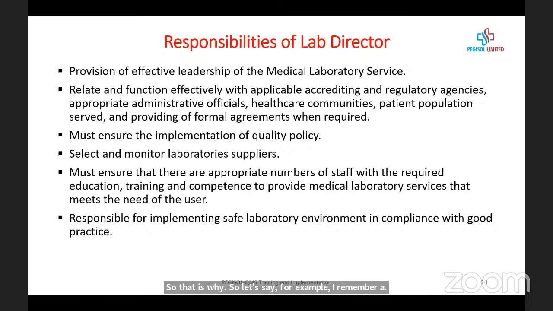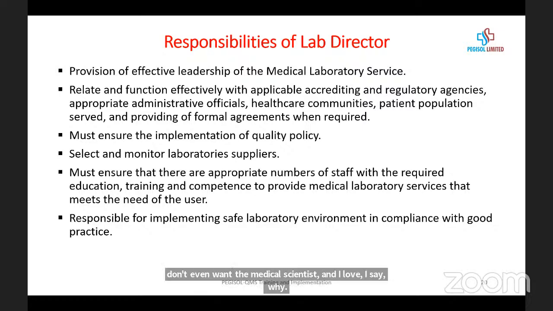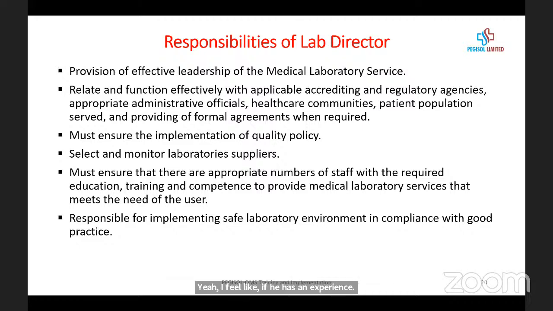And he said all he needs is just a technician. He doesn't want a medical lab scientist in the lab. I said, why? He feels that if he has an experienced lab technician, the person could do the job. I said, wow, fantastic. Now, there is no profession that is low or not needed.